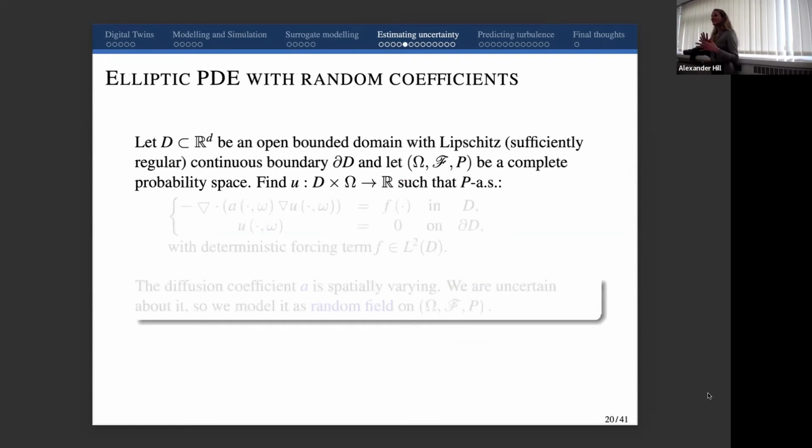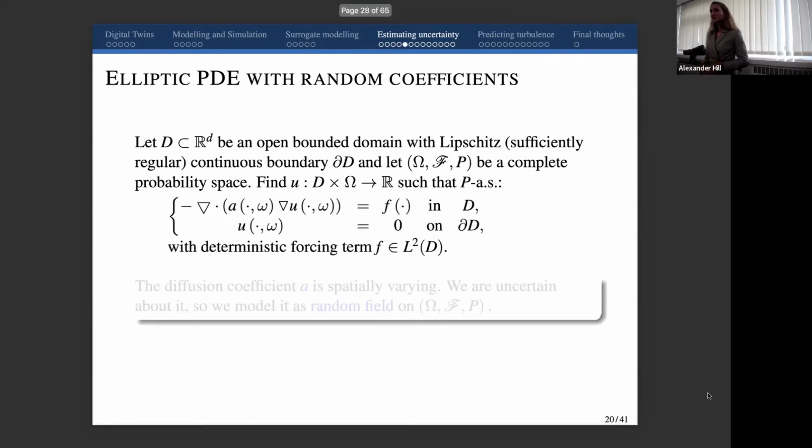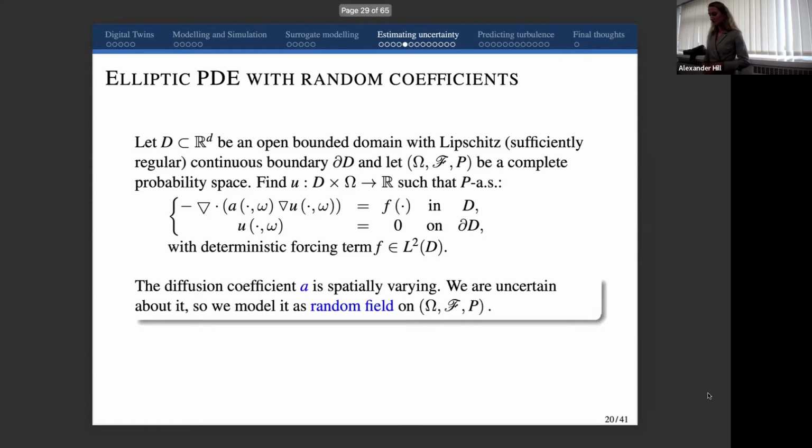So that's the example of performing uncertainty quantification for an elliptic PDE with random coefficients. This is a diffusion model. Basically, imagine that you have a piece of material, right? That material can have different heat conductivity, and we want to understand how temperature dissipates for that material.